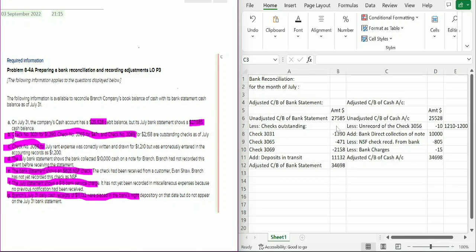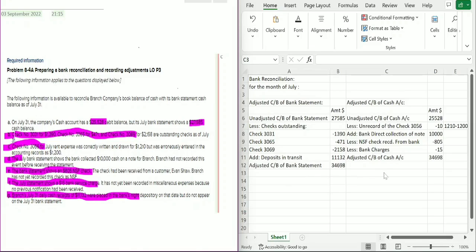When we total all the amounts on the bank side, we reach a total of 34,698, and when we total the cash book side along with the unadjusted closing balance, we reach the amount of 34,698. Both totals are equal. That means our bank reconciliation has tallied. The adjusted closing balance of the bank statement is 34,698, and the adjusted closing balance of the cash account is also $34,698.